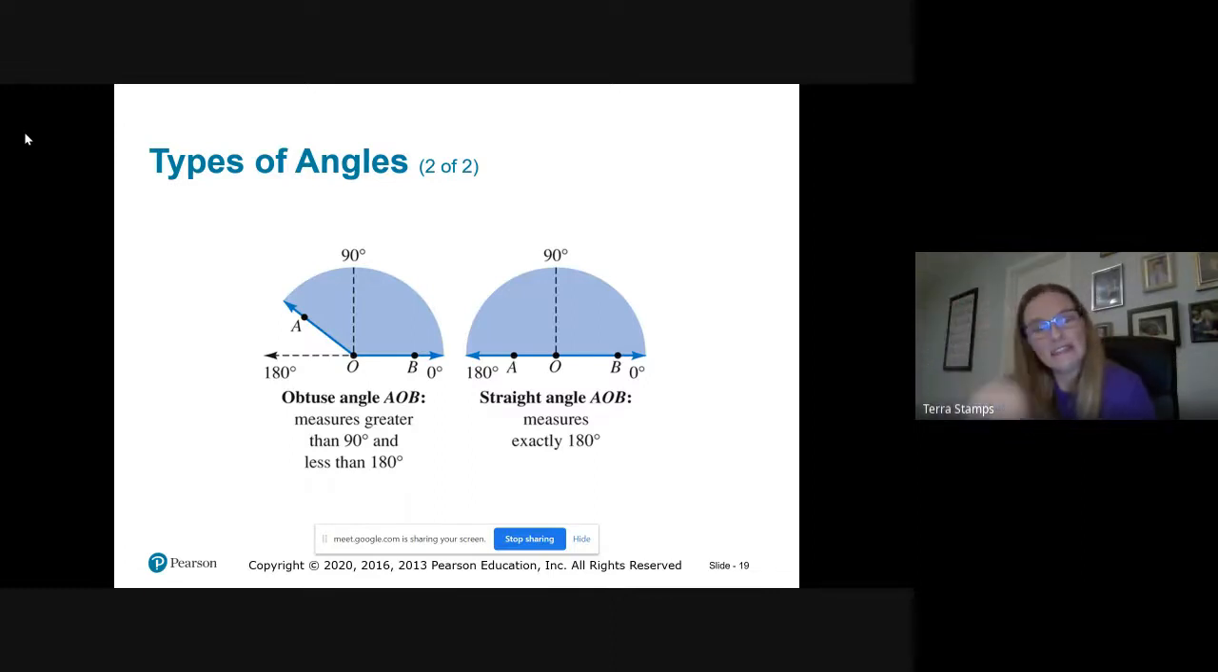And what they didn't cover here that I could not seem to find a picture of is a reflex angle. A reflex angle measures between 180 degrees and 360. So that's a really wide open angle.